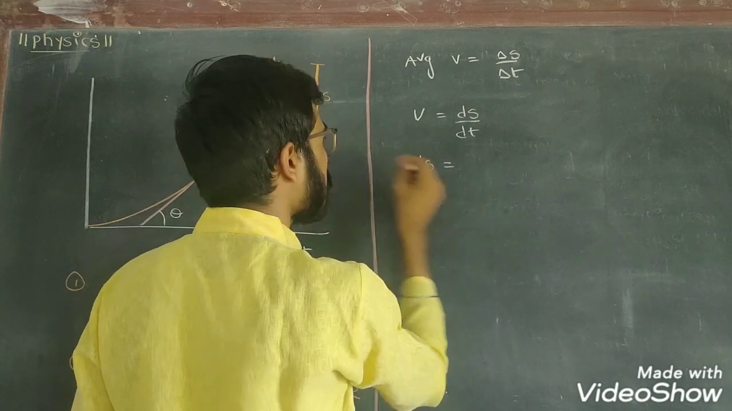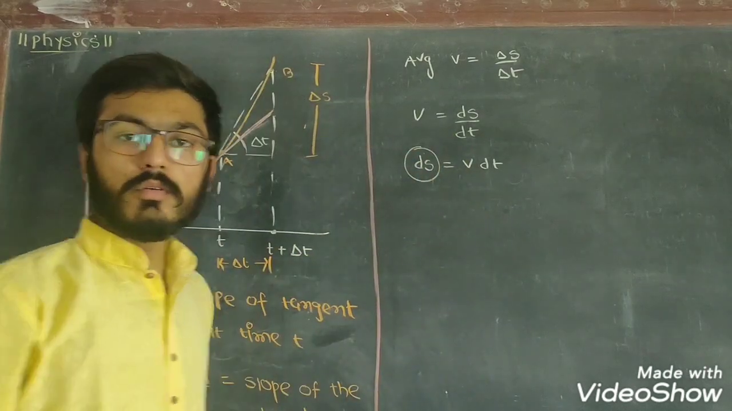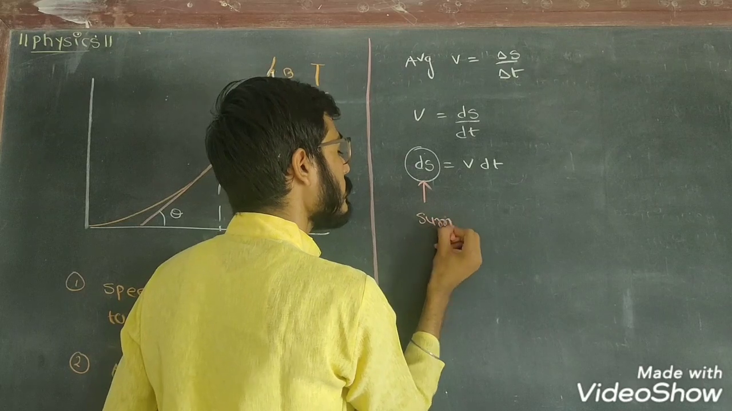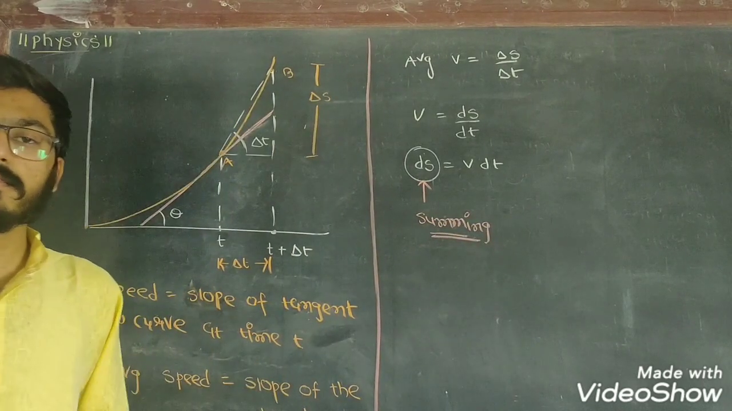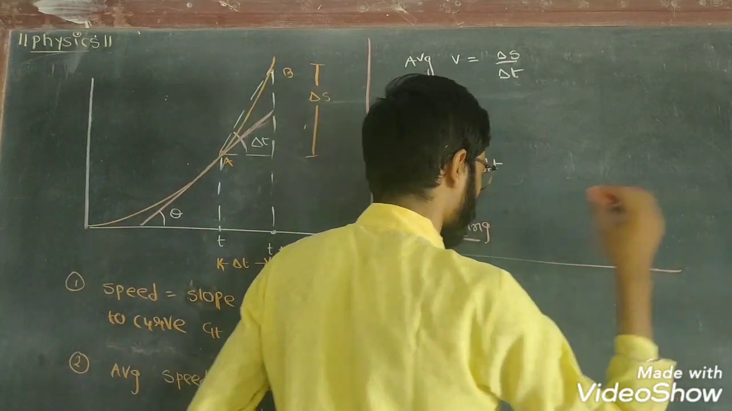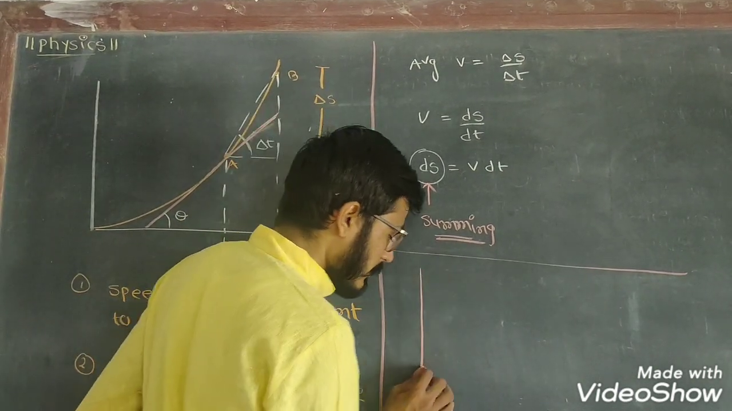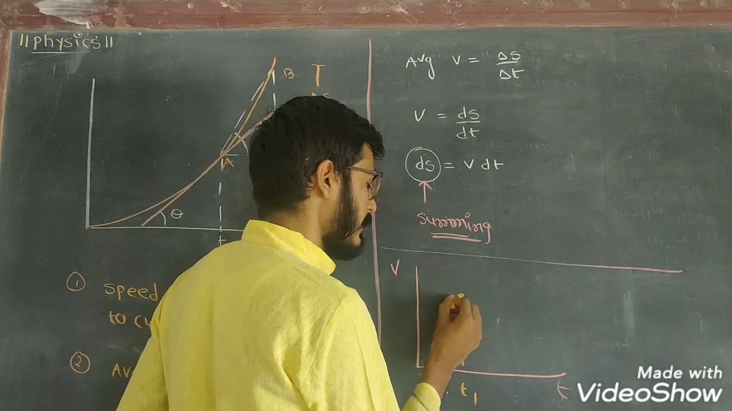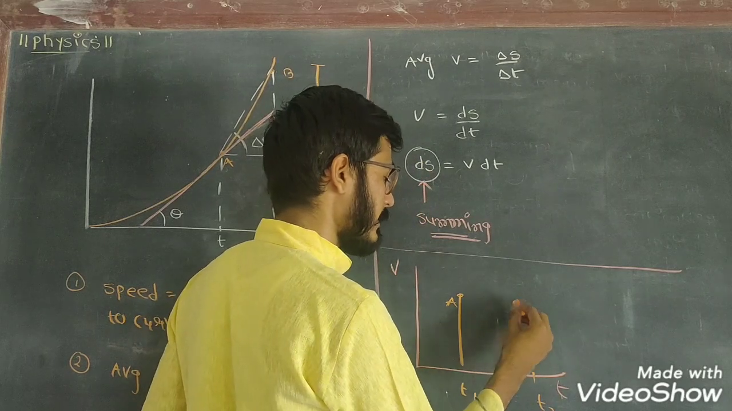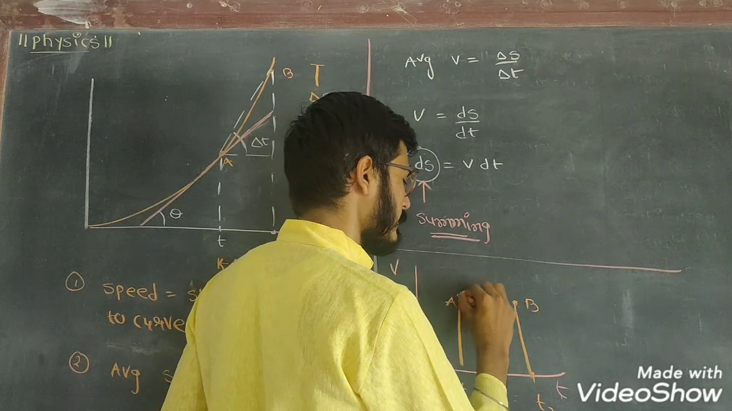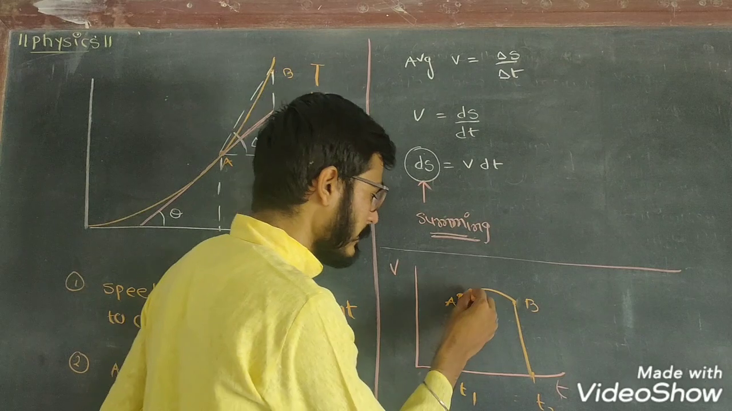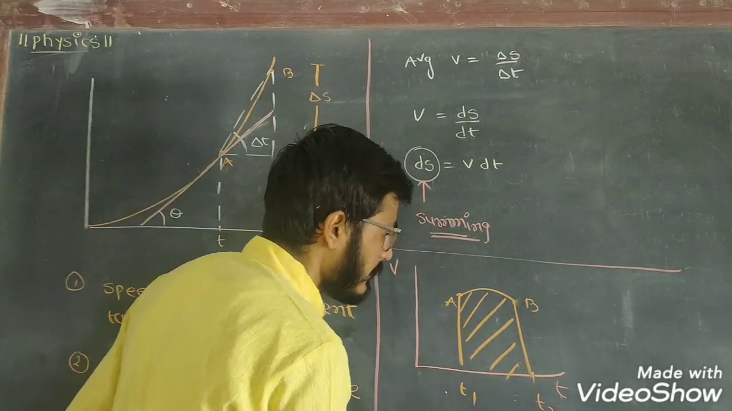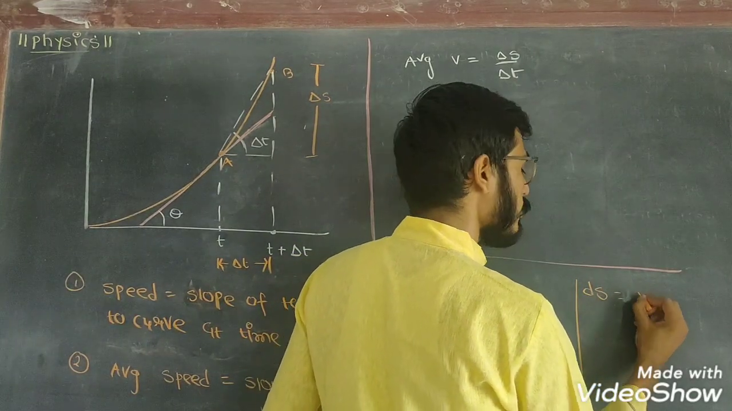So the small distance traveled at that point is v dt. Now if we want to know the total distance during the travel, then we have to sum all the smallest distances, and then we get the total distance traveled. Now if we plot the graph of velocity versus time, suppose the position of the particle at time t1 is A and at time t2 is B, and our curve is like this. Then we can find the distance by calculating the area under the curve. The smallest distance ds is equal to v dt.